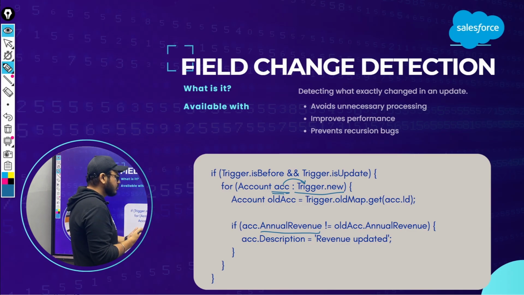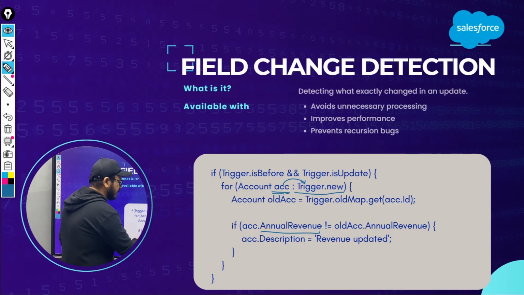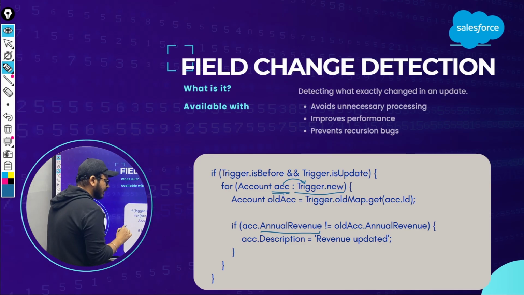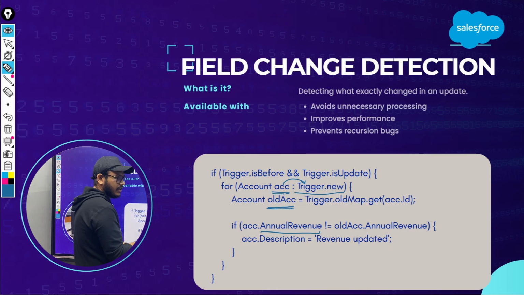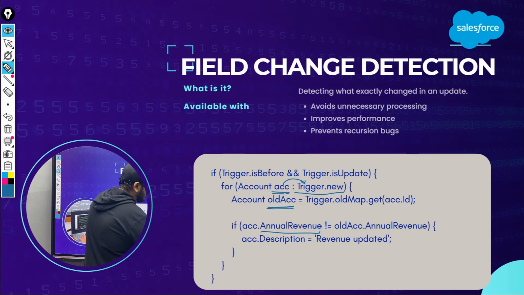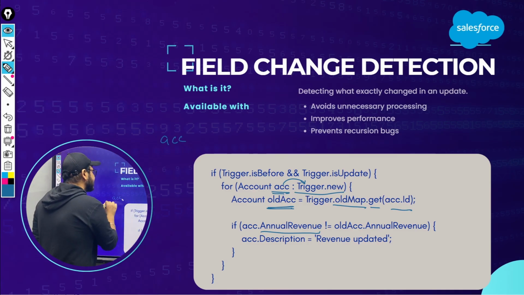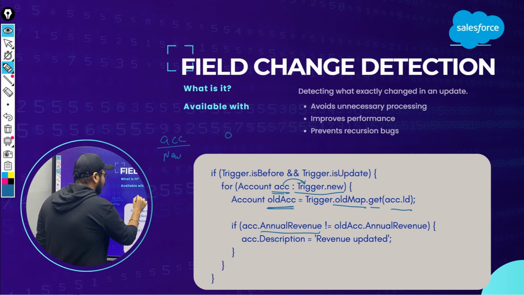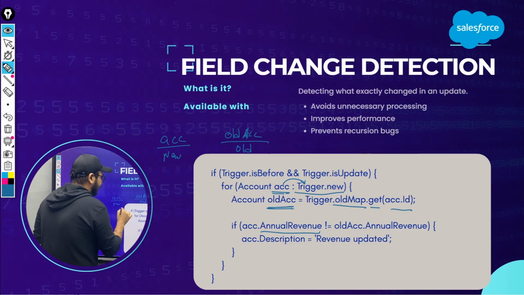However, I also need the old value of the same record. How do I get that, because I have already started my loop through Trigger.new? So I'll define another account variable, which will retrieve the old value of the same record using the ID of this record. Now I have acc, which contains the new value, and oldAcc, which contains the old value. So I have two variables.